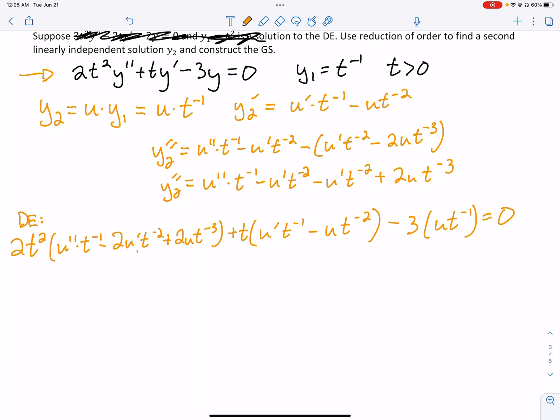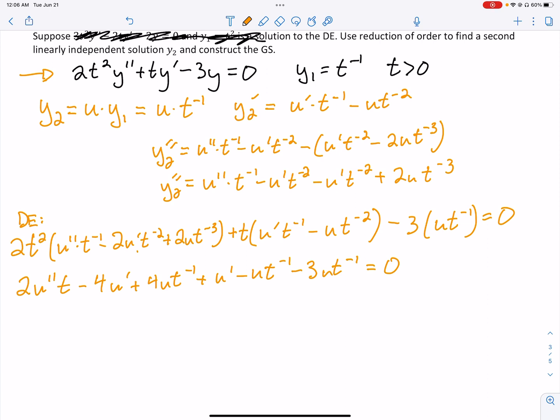So now I'm going to distribute. So we get t u double prime times t minus 2. We have that distributed already. Minus 4u prime plus 4u t to the negative 1 plus u prime minus u t to the negative 1 minus 3u t to the negative 1. Sorry I didn't list all that out and talk about it. Just read it off to you.